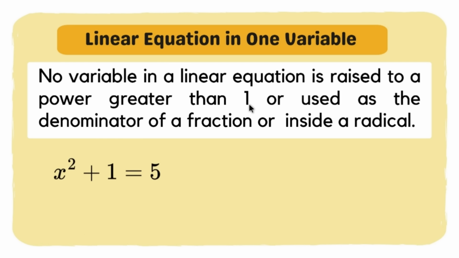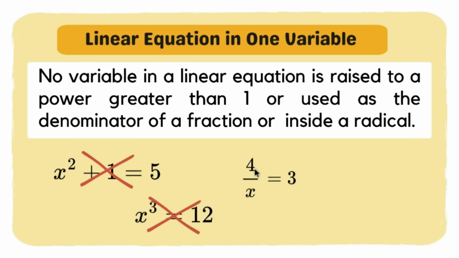So, examples we have here, x squared plus 1 is equal to 5. This is not a linear equation. Why? Because the exponent here, or the power, the degree, is 2, not 1. What else we have here? X raised to 3 is equal to 12. Okay? This exponent is not 1. So, therefore, this is not a linear equation.